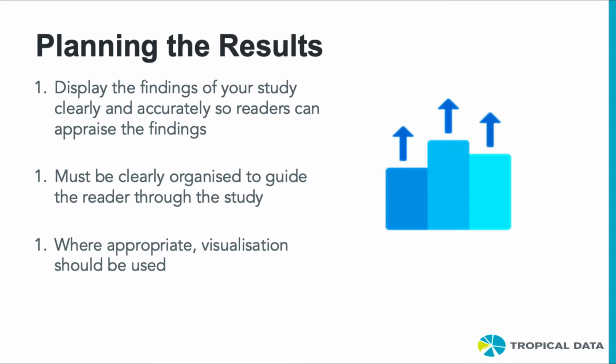Before writing anything, planning is really important. It is important to display the findings of your study clearly and accurately so readers can appraise the findings. They must be clearly organized in order to guide the reader through the study. Graphs and maps are useful ways of displaying prevalence data, so visualization should be used where appropriate.